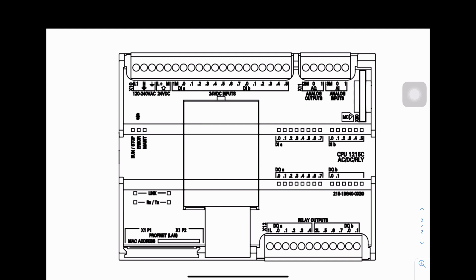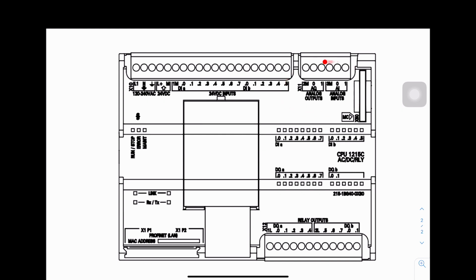For digital output, it is relay type output, whereby we can supply 2 types of live wire into the digital output channel. For example, for the first wire we can wire DC 24 volt, and for the second one, 2L, we can supply 240 VAC.